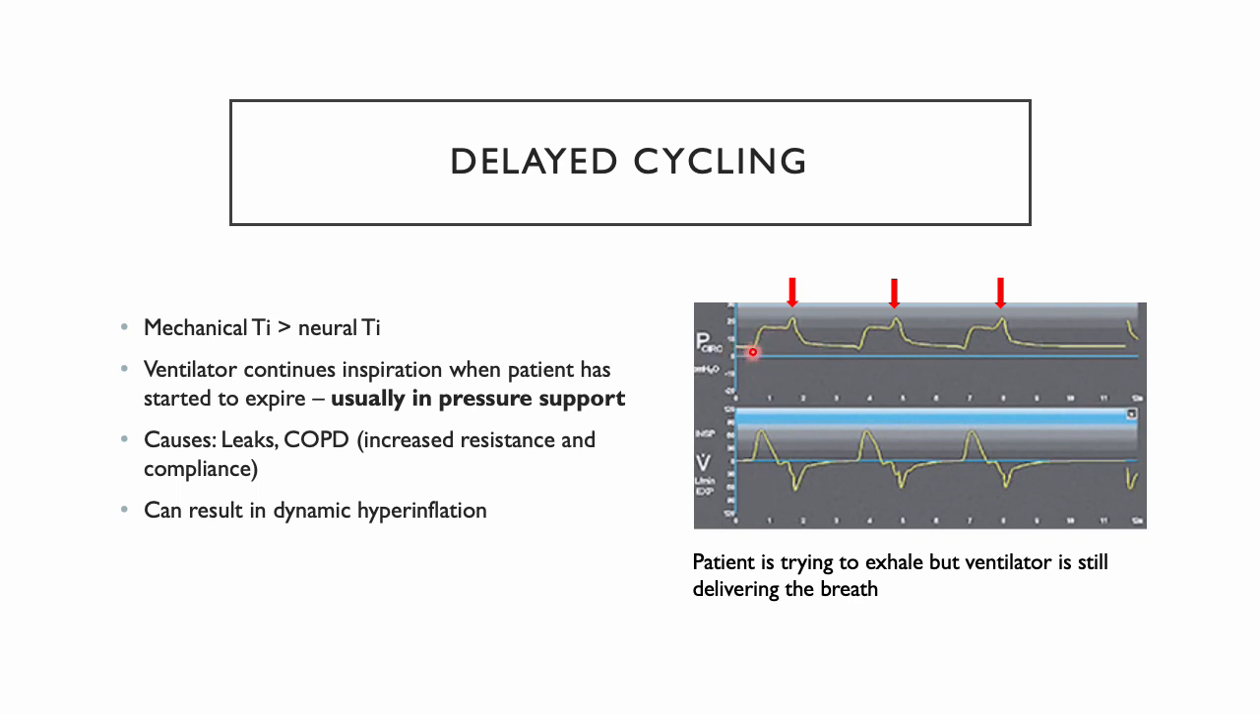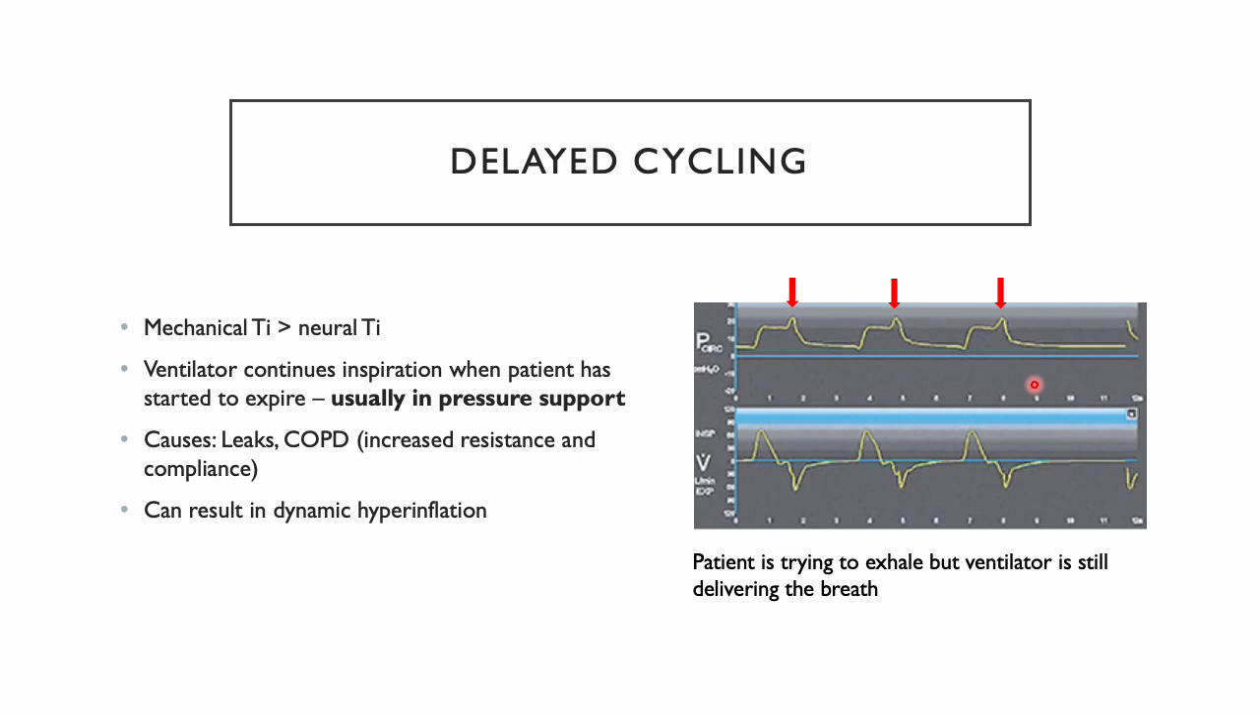So recall that a normal pressure time curve is usually a rectangle. But over here we see a positive blip, denoted by the red arrows. And what this reflects is the patient trying to actively exhale, but the ventilator is still delivering the breath. Remember that our own efforts at expiration generate positive pressure.